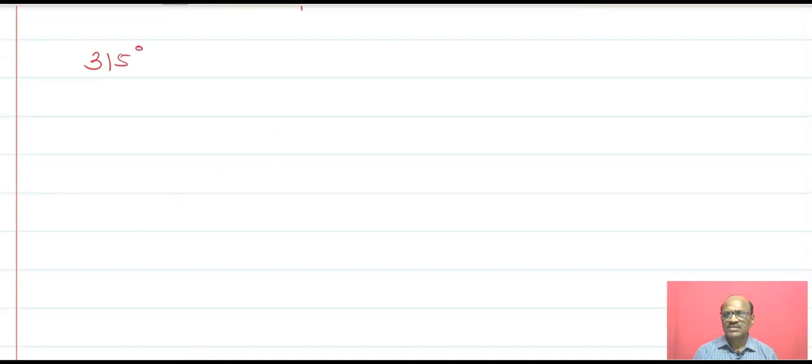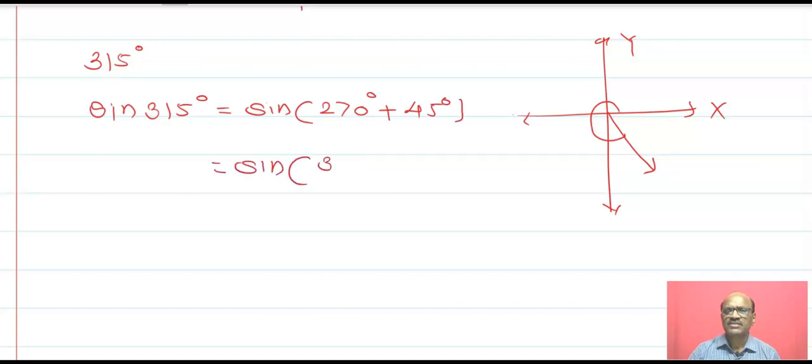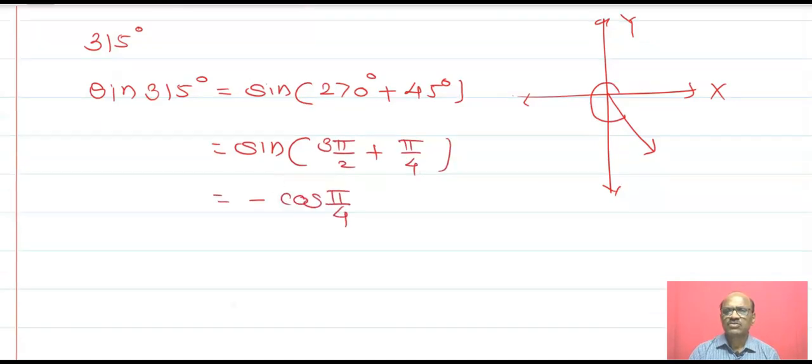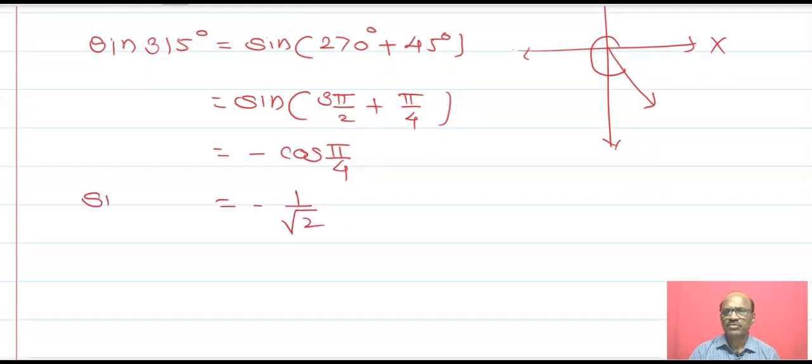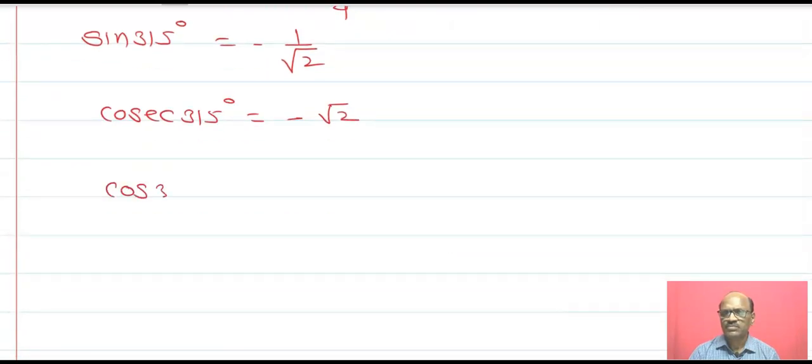Now next is 315, which is less than 360, and it lies in the fourth quadrant. Sine of 315 is equal to sine of 270 plus 45 degrees, and whenever it is 270, what does it mean, 3 pi by 2 plus pi by 4, and that is minus cos of pi by 4, and cos pi by 4 is 1 upon root 2, so sine of 315 degrees is minus 1 upon root 2. Cosec 315 is minus root 2.